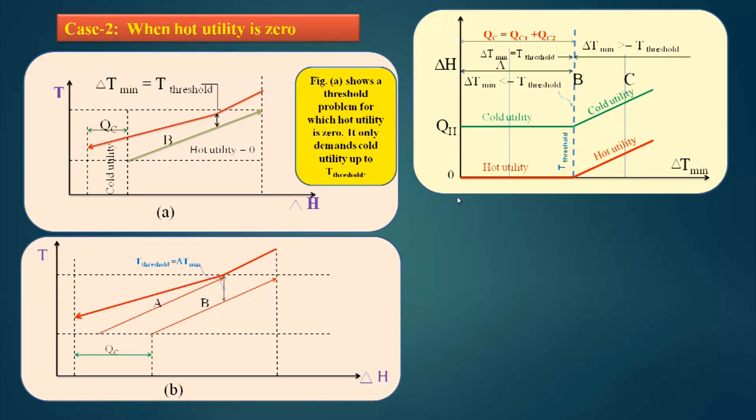Now, this shows that at this point the hot utility demand is 0, but there is a cold utility demand of QC. When it shifts horizontally to this point, then the cold utility demand here is QC2 and here is QC1, where QC1 plus QC2 is equal to QC. One should observe that these two cold utility demands are not at the same temperature. This QC1 is at a higher temperature and this QC2 is at a lower temperature. So, it will be demanding two cold utilities at two different temperatures.